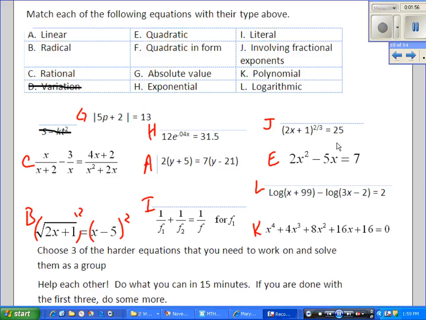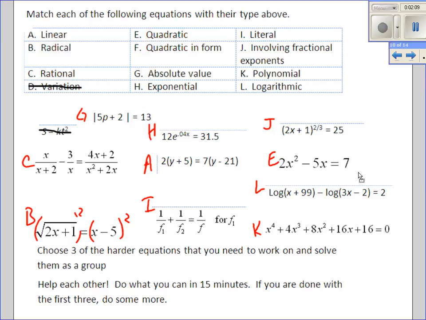Okay. This equation has an exponent, and the exponent happens to be a fraction, or rational value. So that's one involving fractional exponents. This one I think everyone should recognize as a quadratic, though notice that it's not in standard format. And if it's got logs, it's got to be a logarithmic equation, and this one's a polynomial equation. So think about trying some of these that you need to work on and solving those.